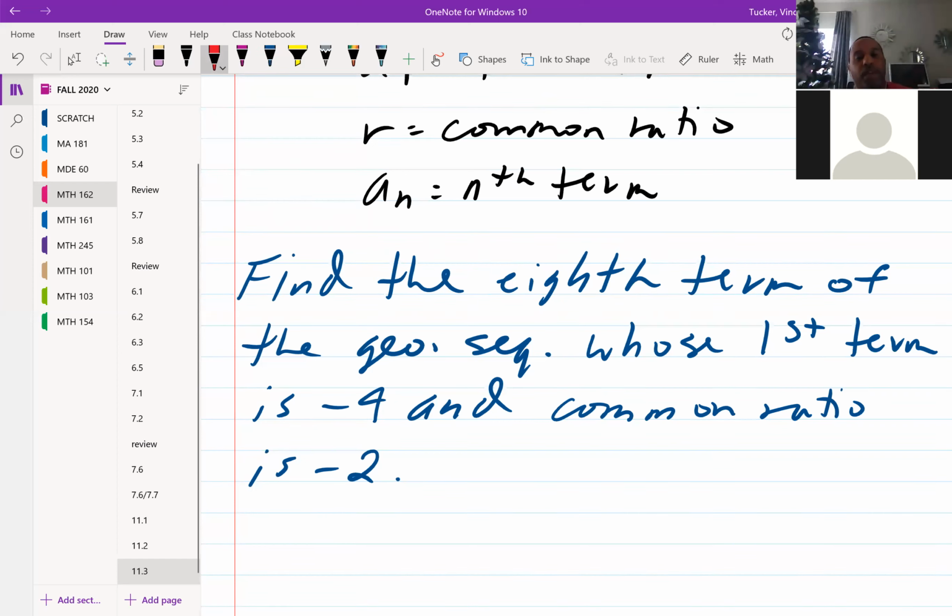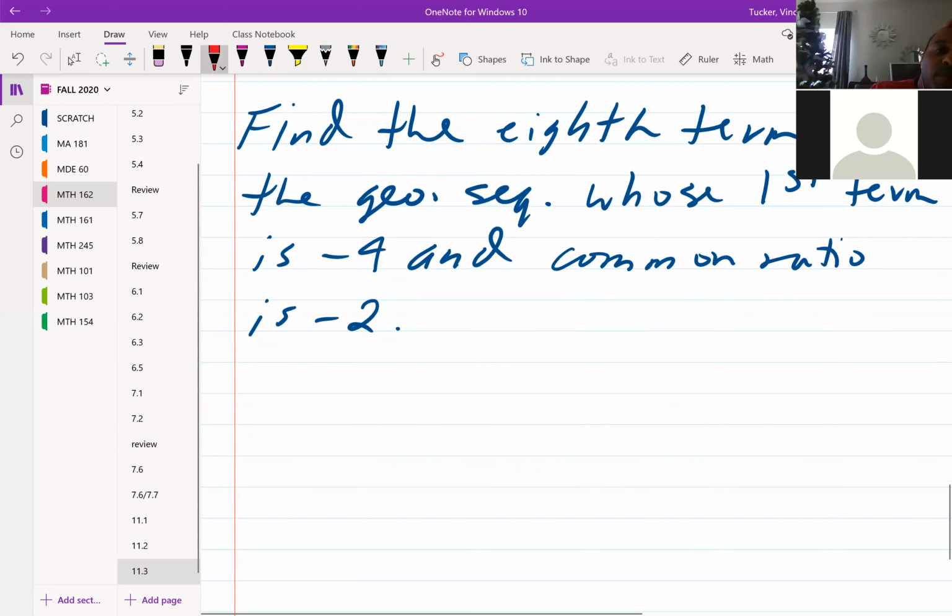We want to find the 8th term of the geometric sequence whose first term is -4 and common ratio is -2. So for the 8th term, n is 8, a sub 1 is -4, and r is -2.